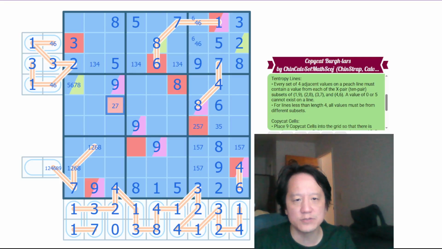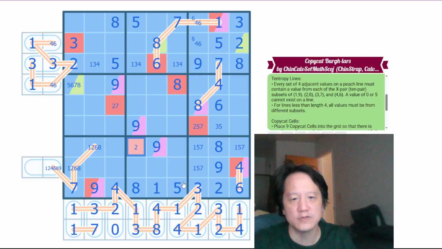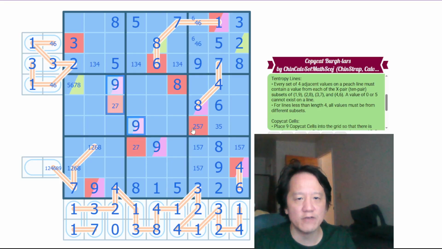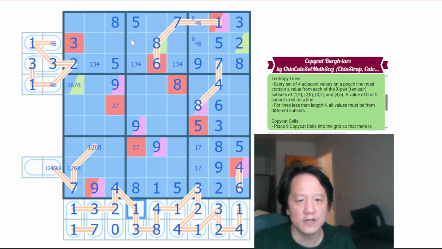3 eliminates 3 here. This can't be 2. This can't be 5 because of 5 in the box. So where's the 5 as a Copycat cell? It has to be there, which makes this not 5. That's 3. That eliminates 5 there, so 5 has to be here. This is 8 and 5. So that's satisfied. This is satisfied.